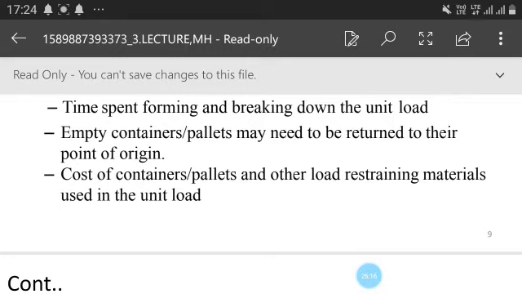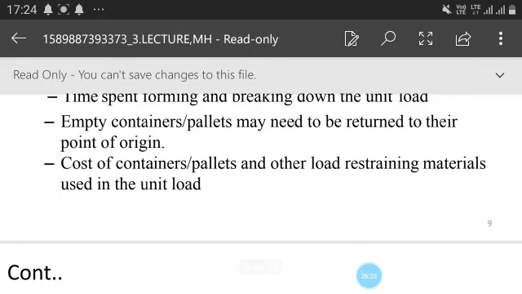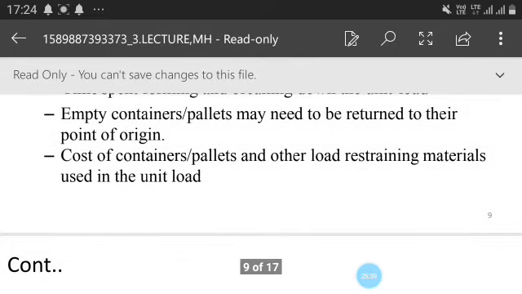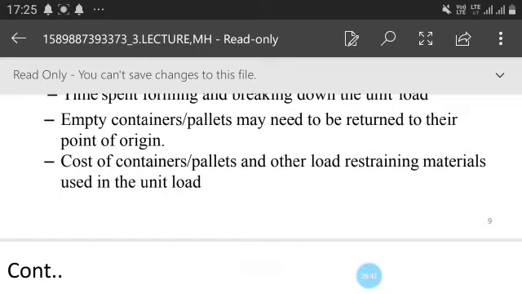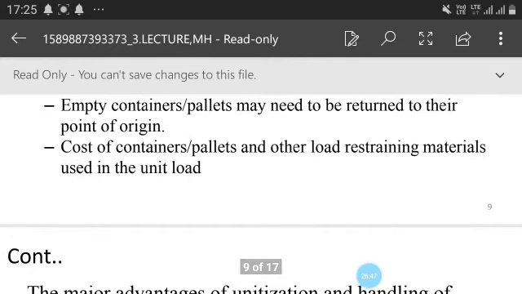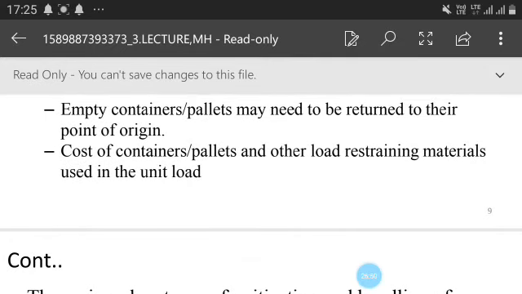Another thing is that empty containers and pallets may need to be returned to their point of origin. Suppose you transfer your materials in a container from your industry to the customer or the sub dealer. Then your empty container has to be returned to the production hub, and this return cost also has to be considered.